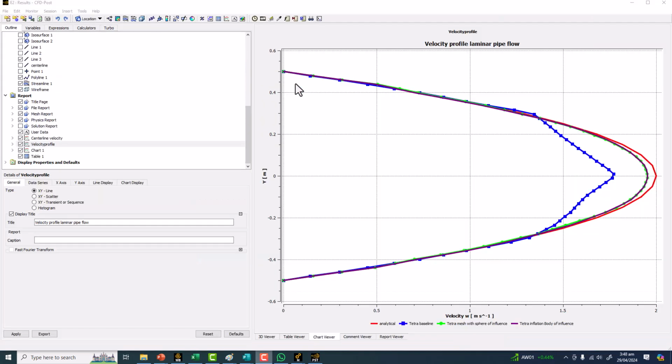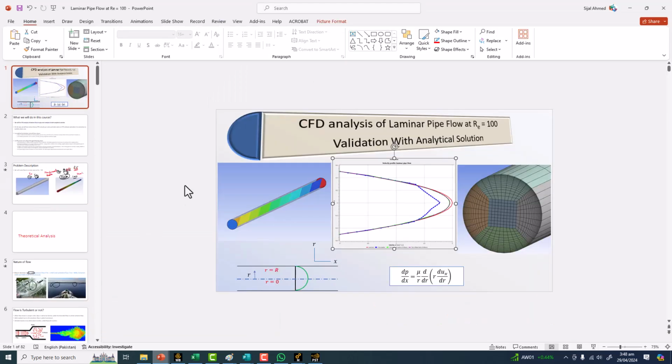In this video, my target is to discuss the mesh requirements for CFD analysis. As we know, for any flow we always have the discussion about tetra meshing and hexa meshing. So let me show you this quickly.